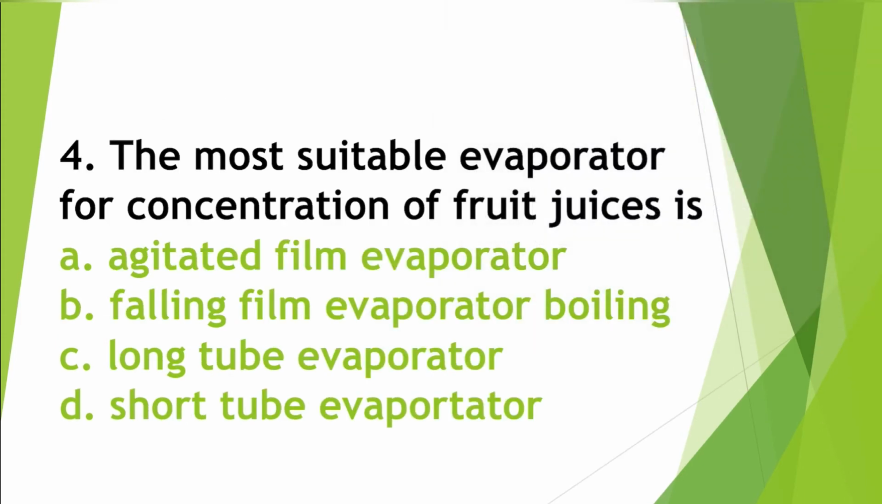Next: the most suitable evaporator for concentration of fruit juices is: the options are agitated film evaporator, falling film evaporator (this is mistyped here), long tube evaporator or short tube evaporator. The falling film evaporator is one of the most suitable evaporators for concentration of fruit juices. The answer is B. Next.